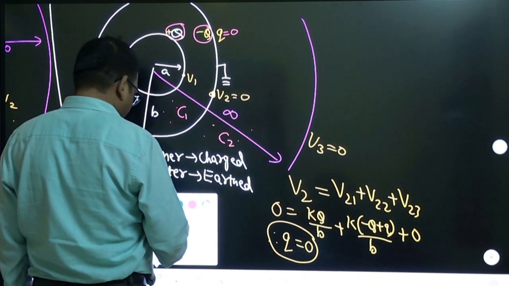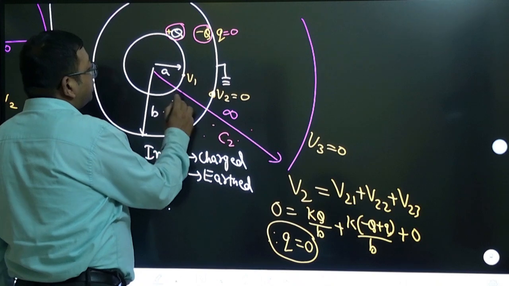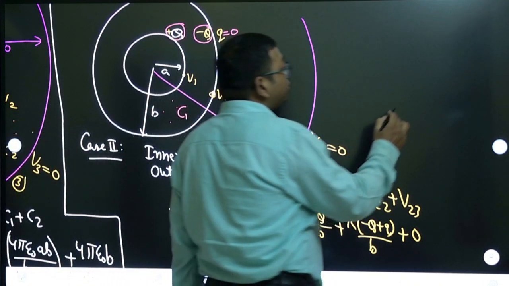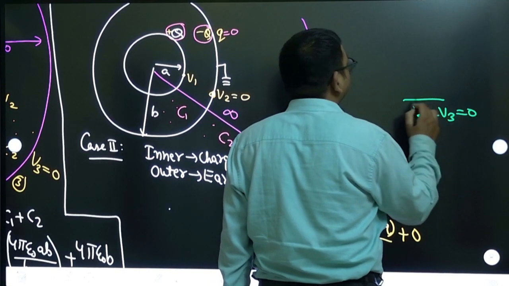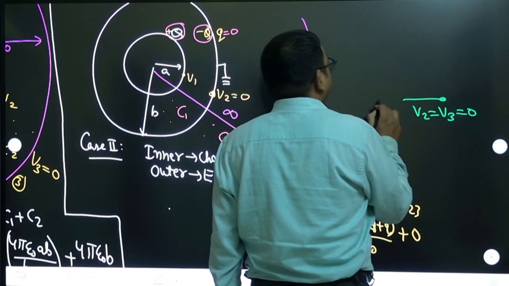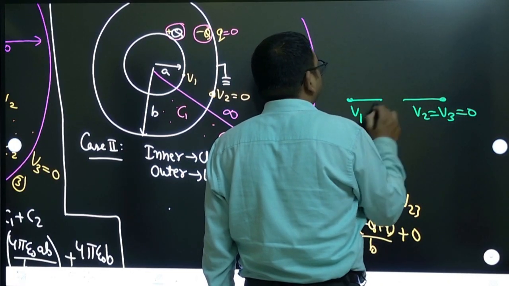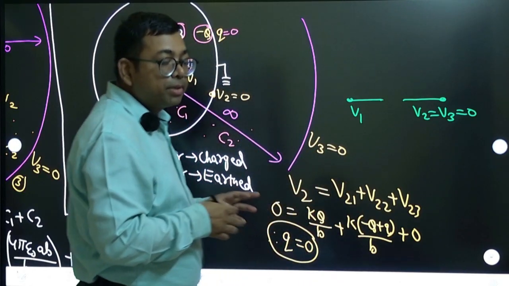We'll draw that side. So this is voltage V1, V2, V3 is 0 here. So V2, V3 I will put here. V2, V3 equal to 0 this side. Okay. And this I will put as V1. Now try to put capacitors in between them.